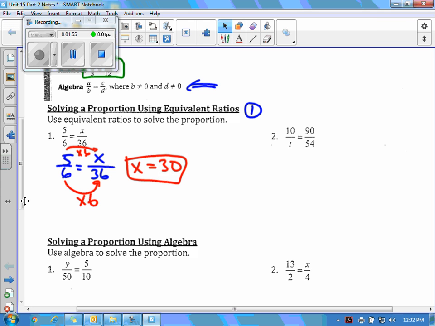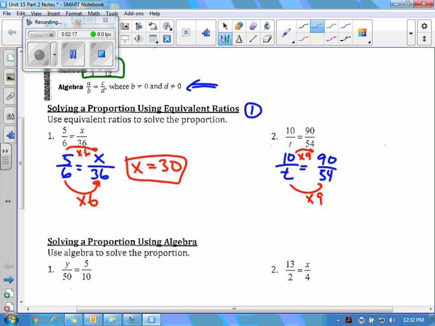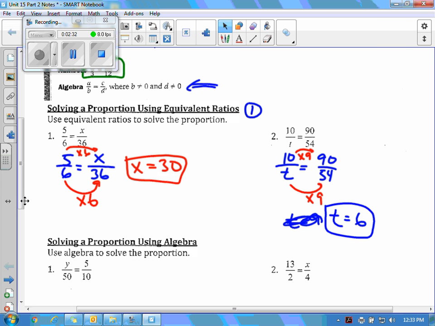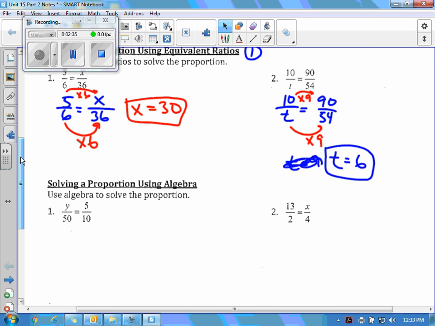Looking at the next one, I have 10 over t equals 90 over 54. You can think of this one as multiplication from left to right, or division from right to left, whatever way you want to do it. If you think about it, 10 times what gives me 90? 10 times 9 gives me 90. Then I have to think, what number is t going to be so that when I multiply it by 9, I get 54? t would be 6, because 6 times 9 is 54. So that's our first method, using equivalent ratios.